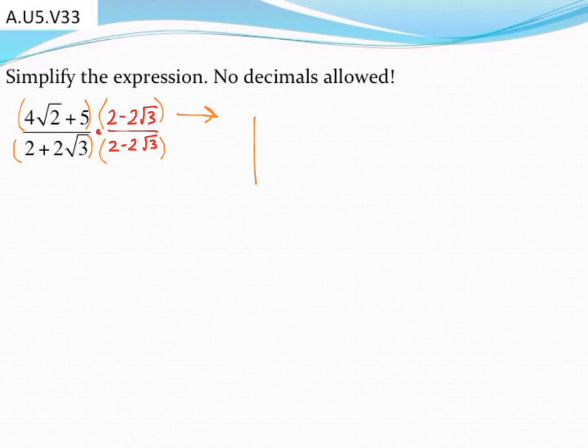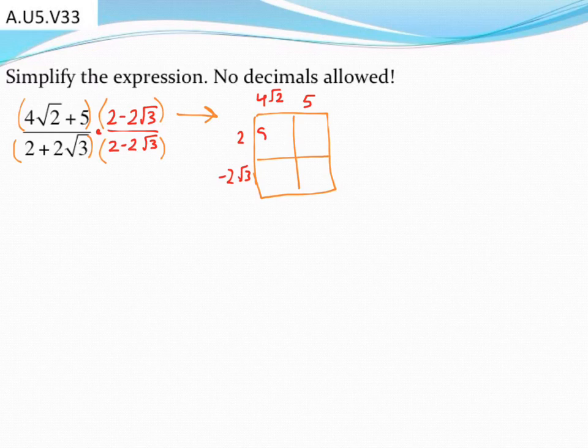On the top, and remember, box method is just one way to do your multiplication. If you can do this in your head, or if you like to use FOIL, any of those processes work out just fine. So I have 4 square root of 2 plus 5 being multiplied by 2 minus 2 square root of 3. Remember that when you do this process, numbers that are outside of a square root will multiply together, and numbers that are inside of a square root will multiply together.